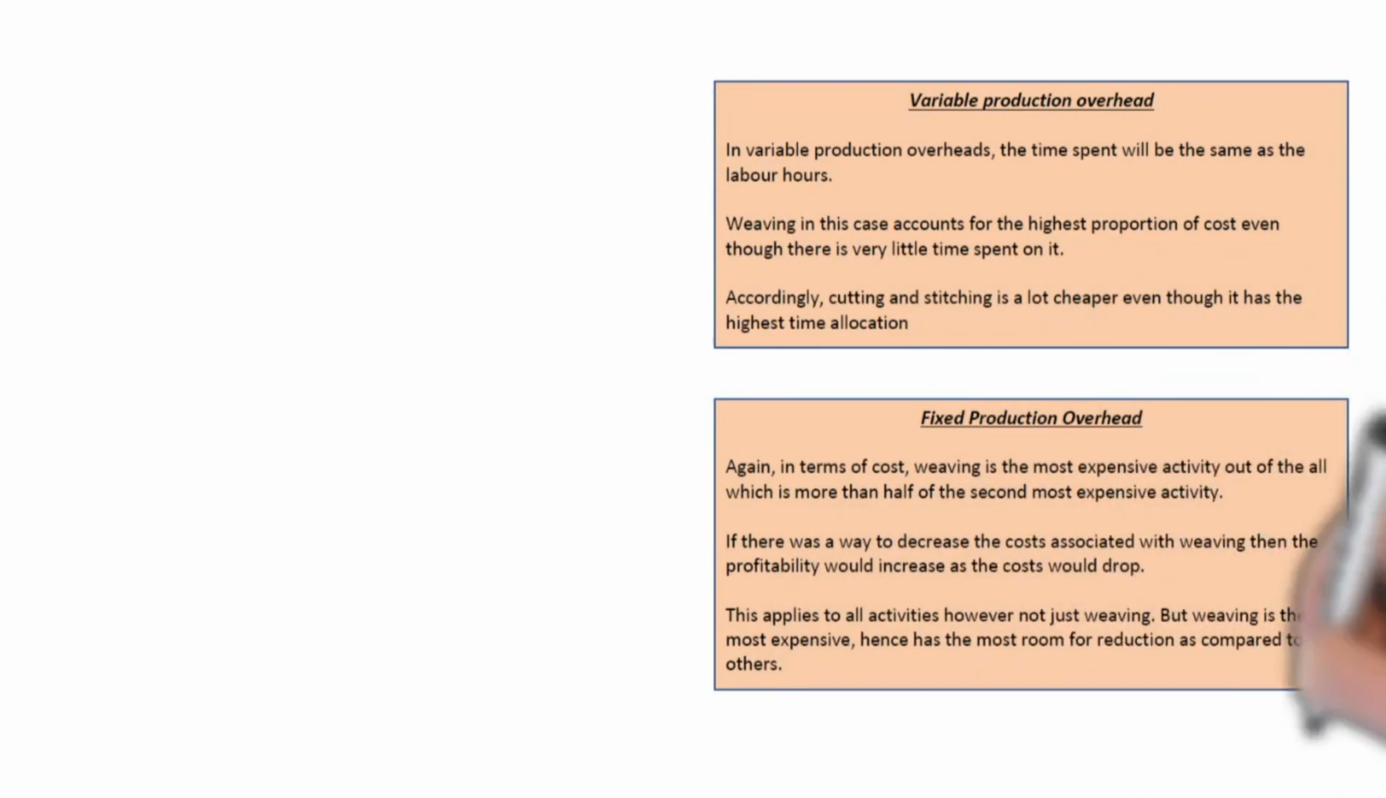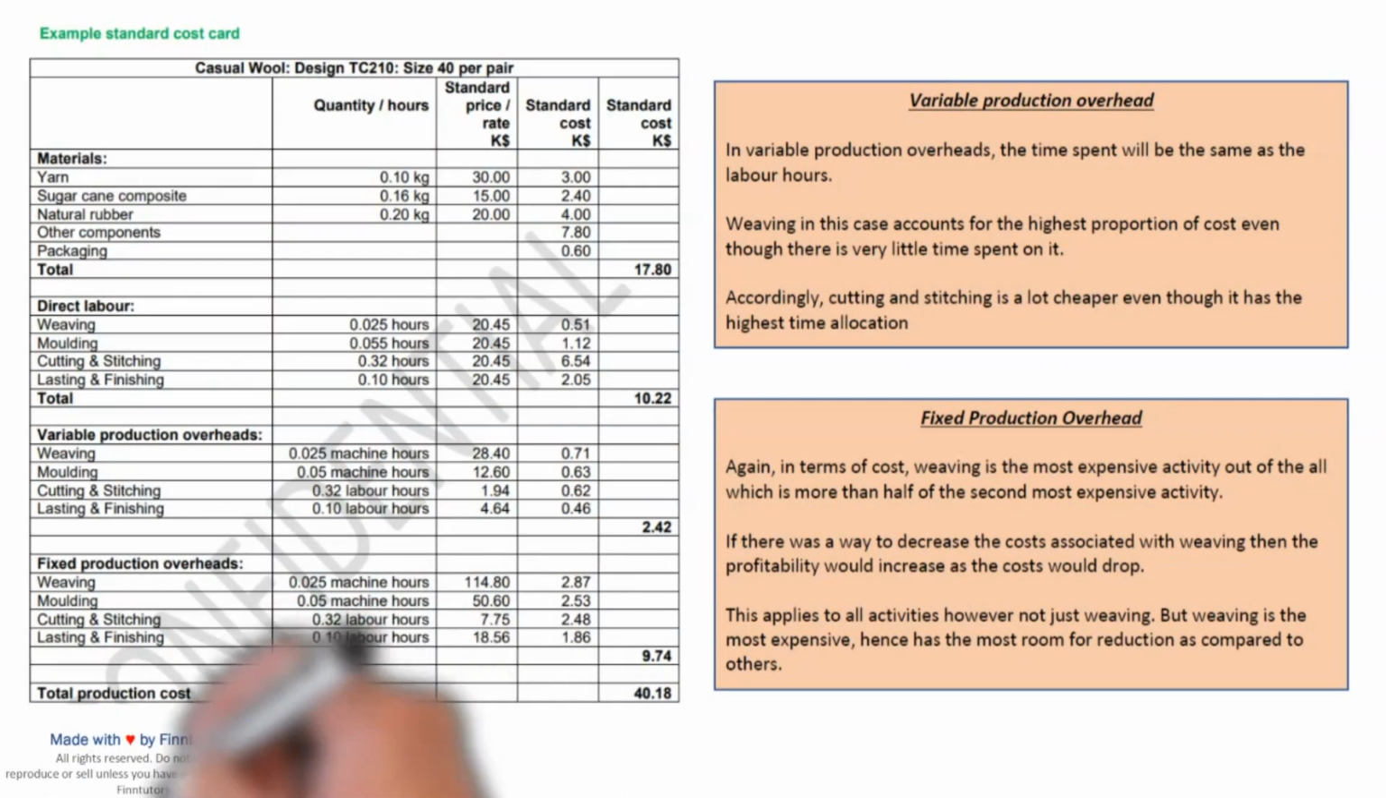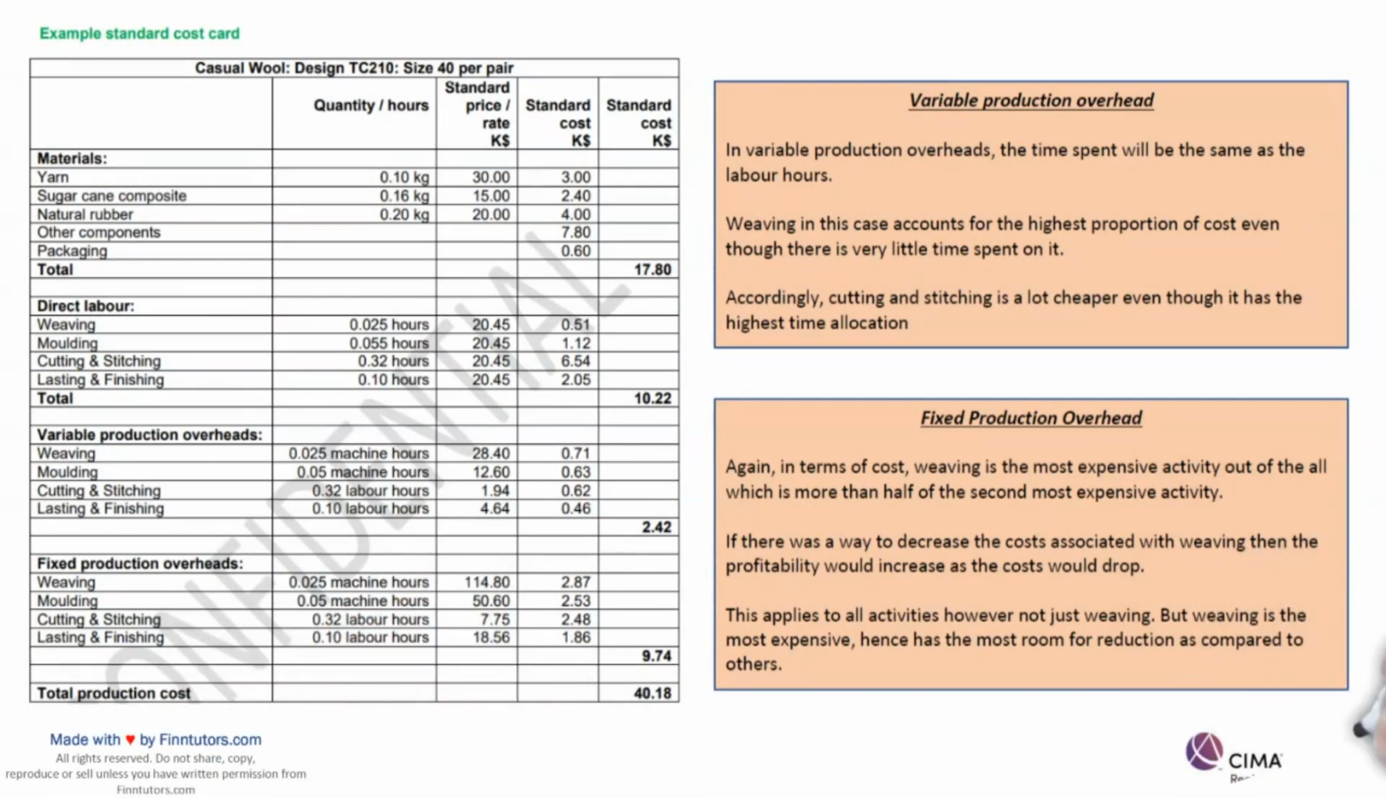Analyzing the other parts of the cost card now, we look at the variable production overhead. The variable production overhead is time spent, and it is something that we are basing off machine hours and labor hours in this case. So weaving in this case accounts for the highest proportion of costs, even though very little time is spent on this. Accordingly, cutting and stitching is a lot cheaper, even though it has the highest time allocation. Why? It could be because of the misappropriation caused by using a standard absorption costing system.